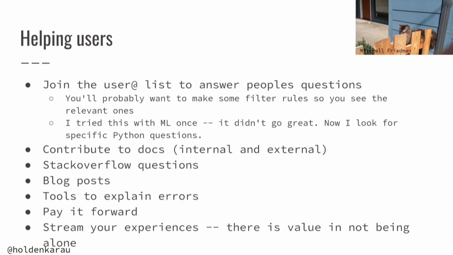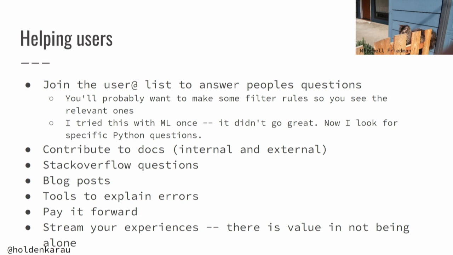If you're tired of being able to reach inbox 0 too easily, you can subscribe to the user list. All kinds of fun, but you probably want to make some filters. Unfortunately, you have to do that in your own mail client. I tried looking at all of the ML issues for a while, and that was overwhelming, and so I narrowed it down to the parts of PySpark which I've worked on. And you can narrow it down to the parts of Spark that you're familiar with using some filtering rules.